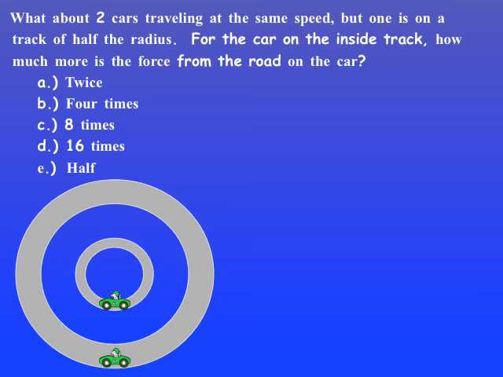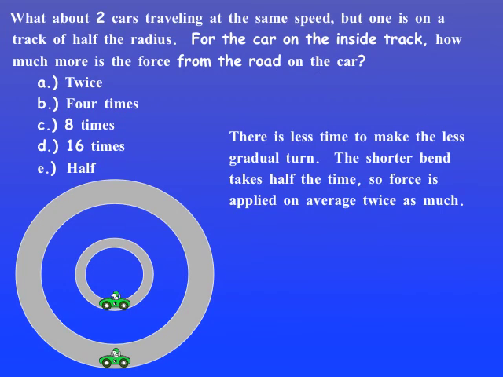Well, if it's taking this curve on a road that's half the size, it's taking a sharper curve, so it needs more friction, more push from the road to take the sharper curve. How much more? It's curving twice as much to make a circle half the size.